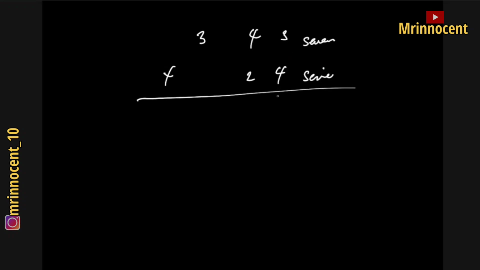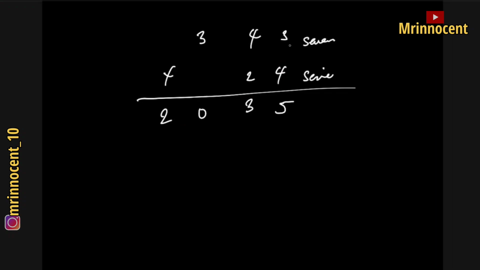4 times 3 is 12, and 12 in base 7 is 1 remainder 5. 4 times 4 is 16, plus 1 is 17. 17 in base 7 is 2 remainder 3. 4 times 3 is 12. 12 plus 2 is 14. 14 in base 7 is 2 remainder 0.